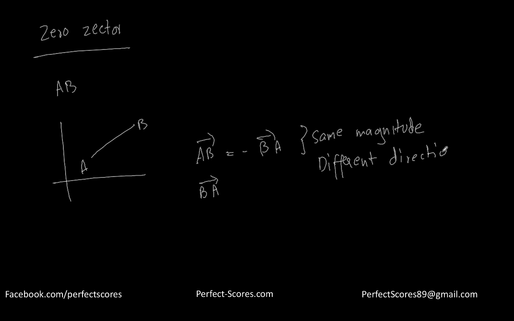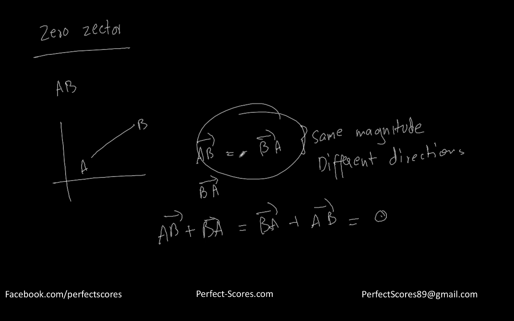So they have the same magnitude, however, they have different directions. So that means if I add vector AB and vector BA, or if I add vector BA first and then add vector AB, it's actually going to give me 0 because they are negatives of each other.